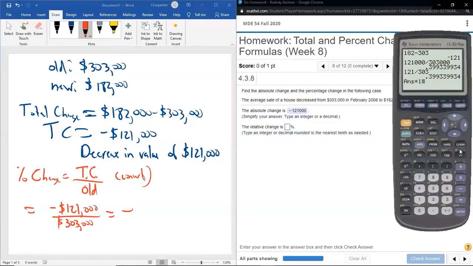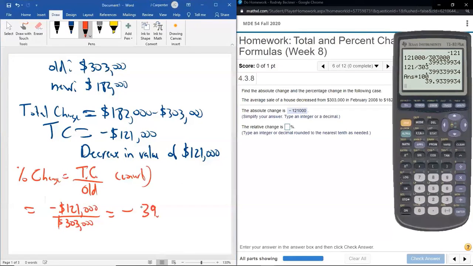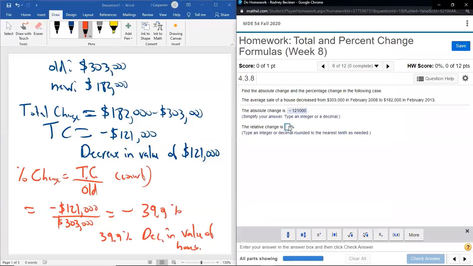But then we got to convert that to a percent. And a nice way to do this in a calculator is you can just multiply by 100 instead of moving the decimal right twice. And you get 39.93 and so on. They asked us to round to the nearest tenth, so that would be 39.9%. And it's a negative, of course. So that means there was a 39.9% decrease in the value of homes on average. Let's see if that's right.